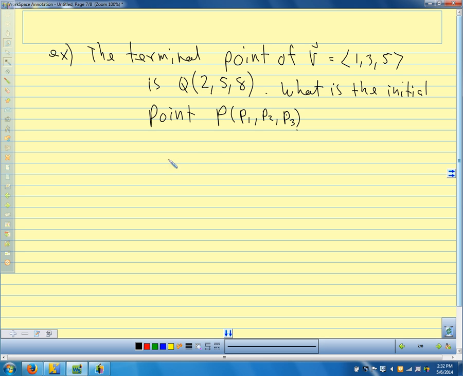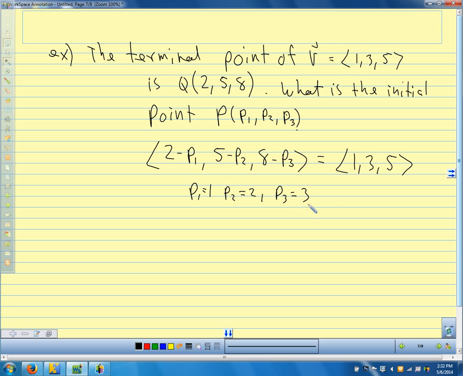So we know that, with the terminal point minus the initial point, our vector has to be 2 minus P1, 5 minus P2, and 8 minus P3. That has to equal our vector, 1, 3, 5. So P1 has to be what? 1. P2 has to be 2. And P3 has to equal 3. So our initial point is the point 1, 2, 3.